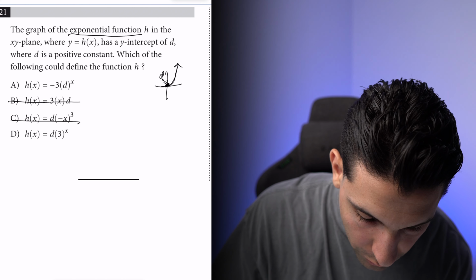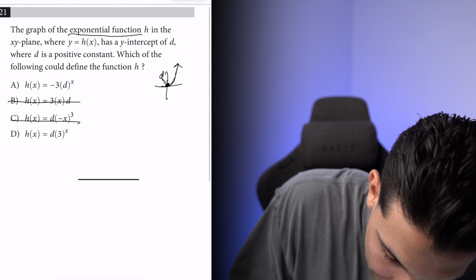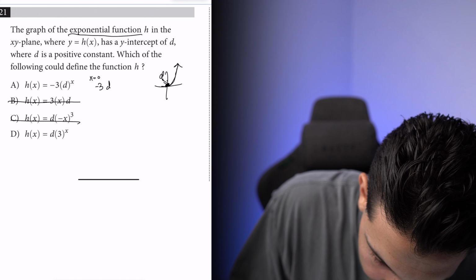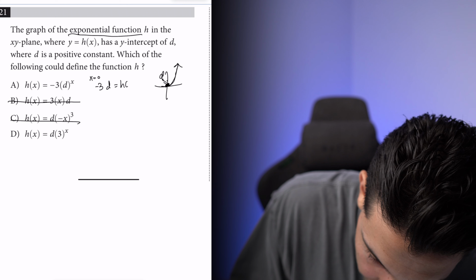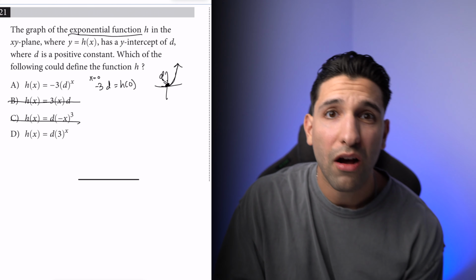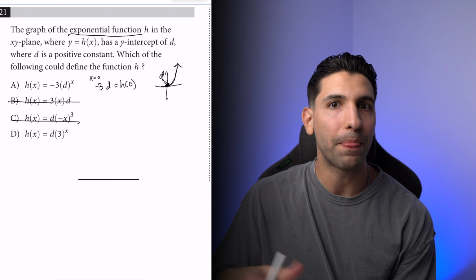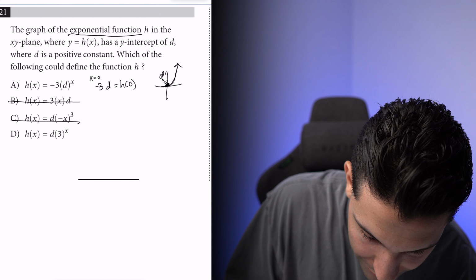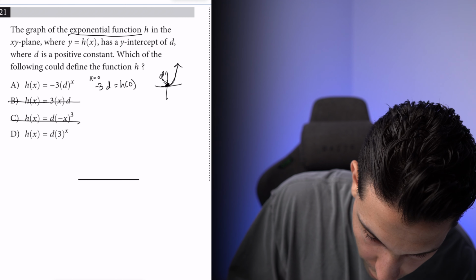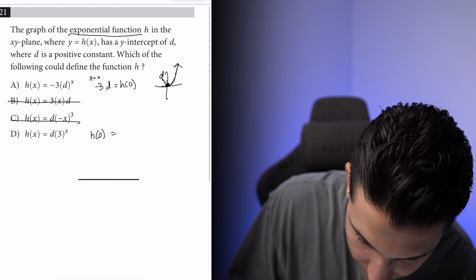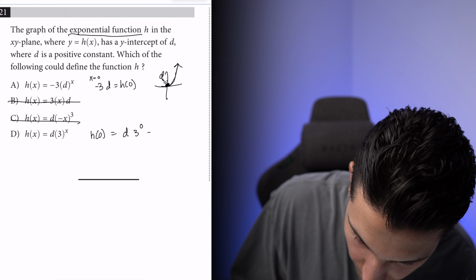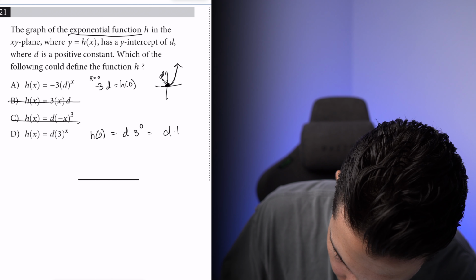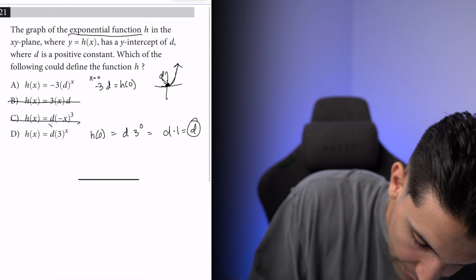So we have h of x equals negative 3 d to the x. If we make x equal 0, we have negative 3 times d equals h of 0, excuse me. And so our y-intercept would be negative 3d. That's not what we're looking for. Let's take a look at D. h of x equals d times 3 to the x. So if h of 0 gives us our y-intercept, we have d times 3 to the 0. Remember our rules. Anything raised to the 0 is just a 1. D times 1 equals d. And D is our answer.